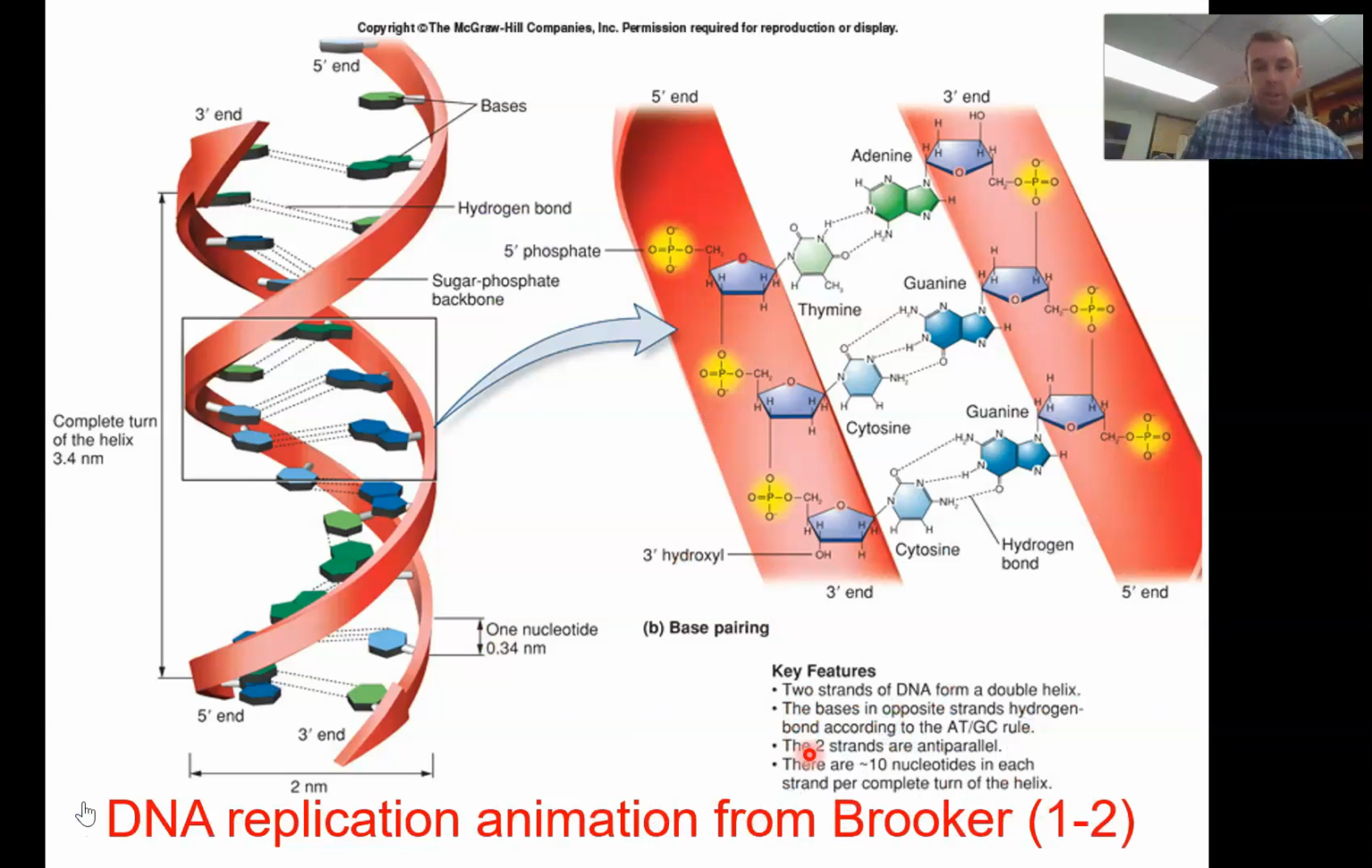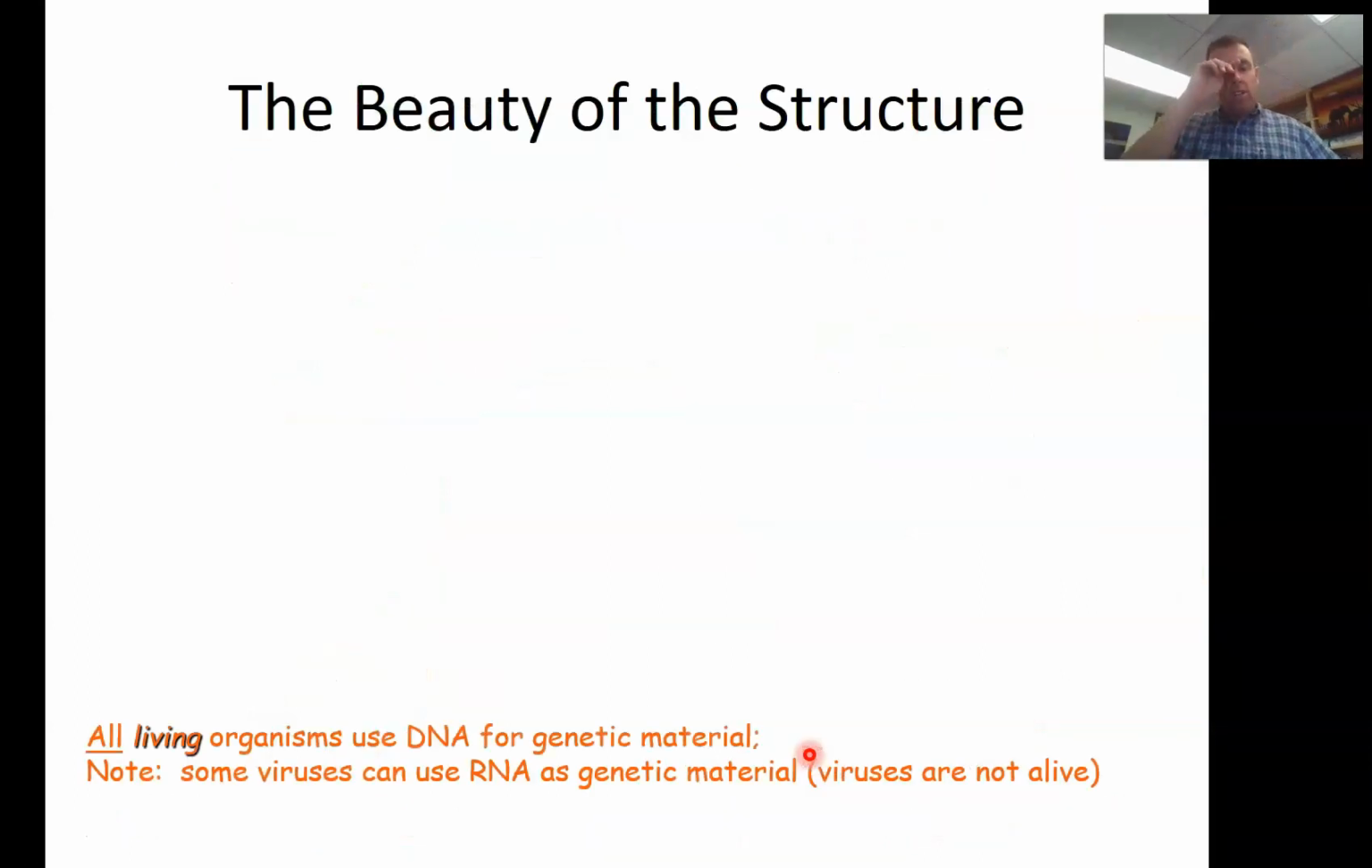Alright, so let's think about this a little bit more. So the part that we're going to learn about next is the fact that this complementary base pairing, A always binding to T, G always binding to C, allows for replication. This is how it can act as its own template. That's another word you're going to hear about a lot.